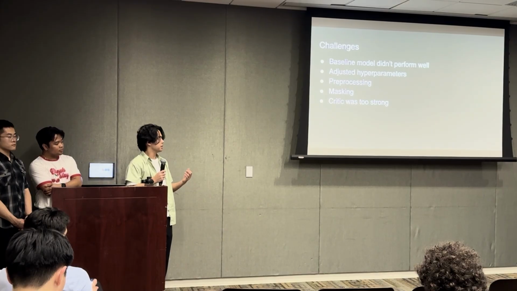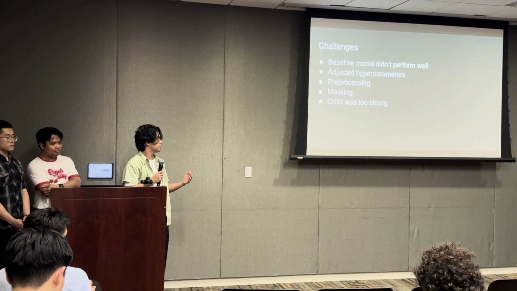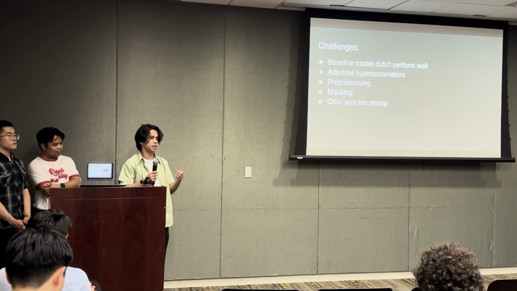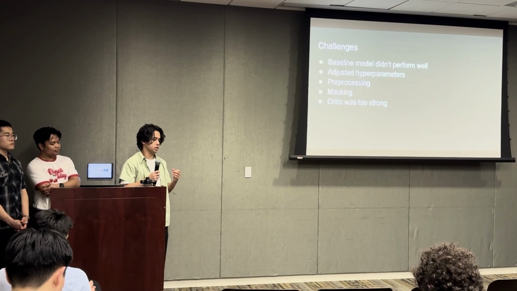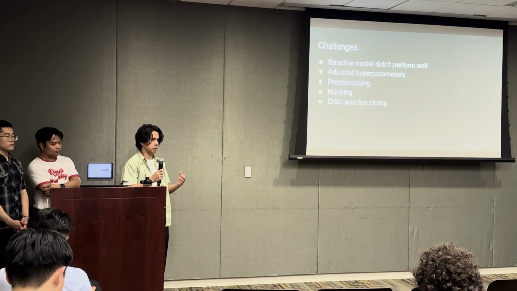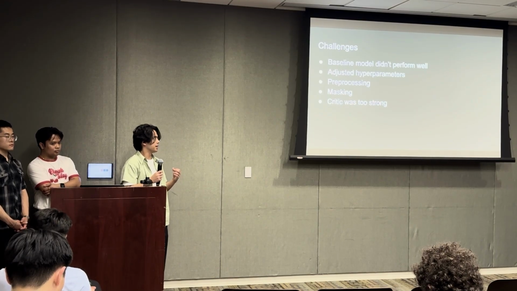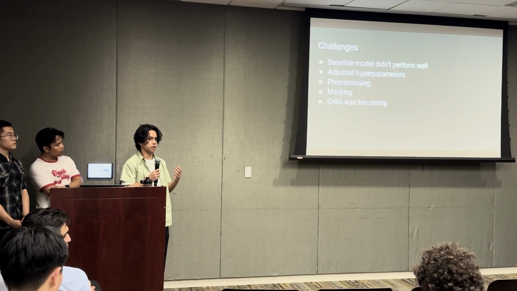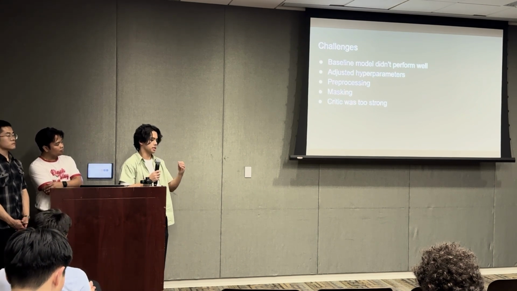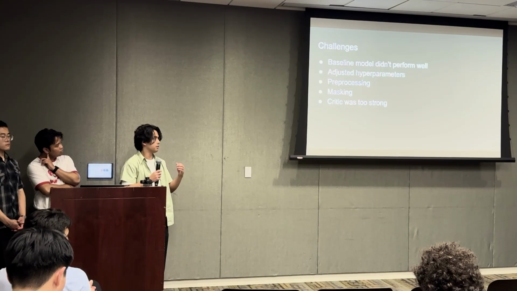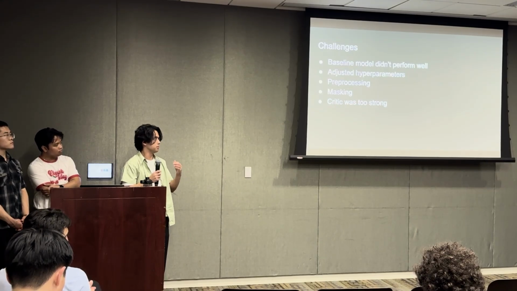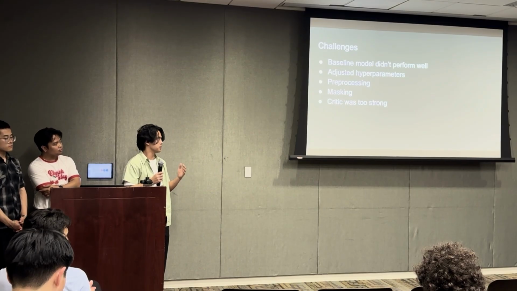So some things we did to fix this: we adjusted the hyperparameters. There was also an issue. We were trying to follow this paper in which they did masking for certain channels during the pre-processing, and we had issues with that, so we just removed it. We also had an issue in which the critic was way too strong. The generator would have a really hard time learning how to generate real data, so the loss would be really high. And so it just wasn't very good overall.